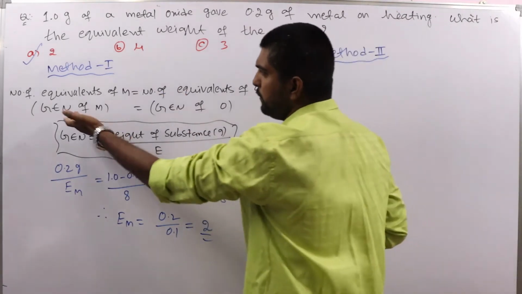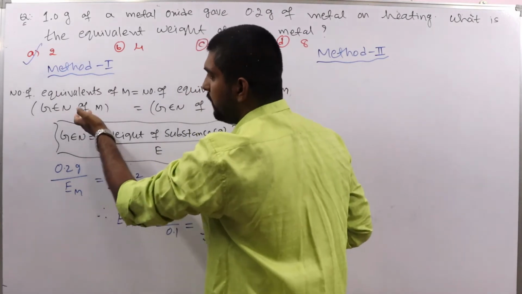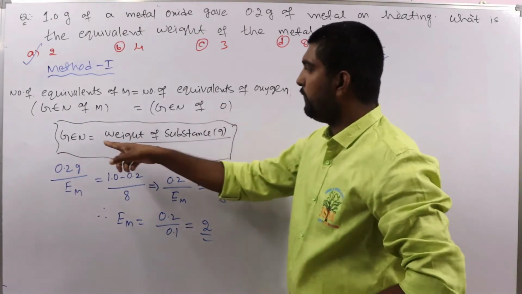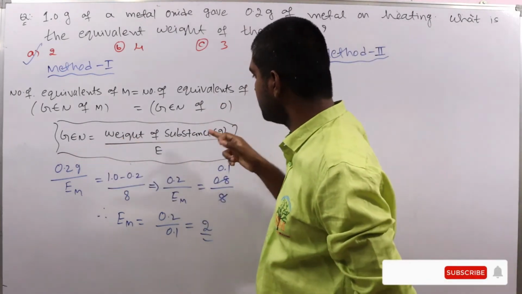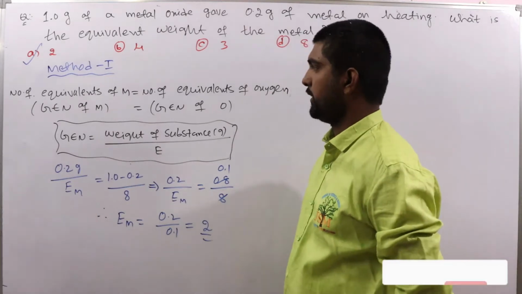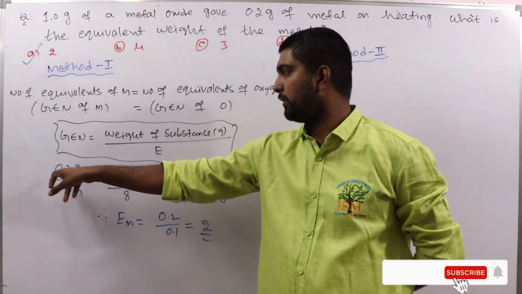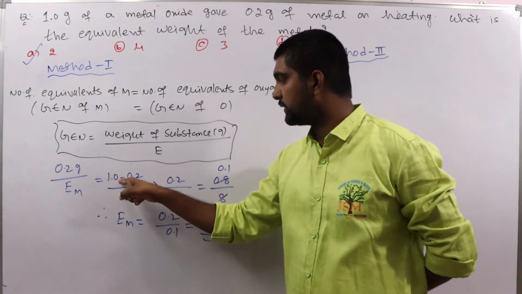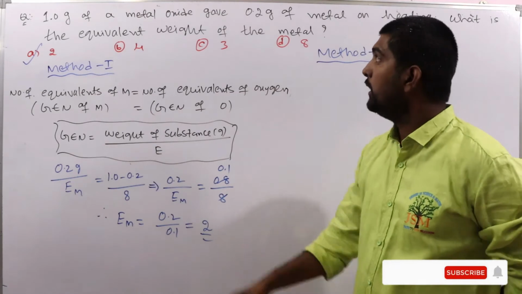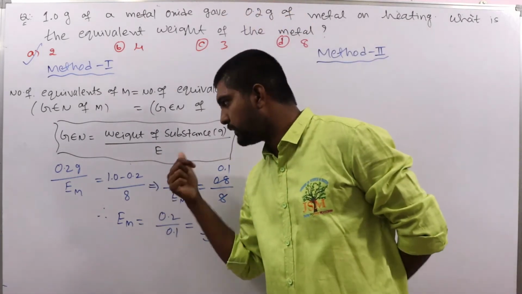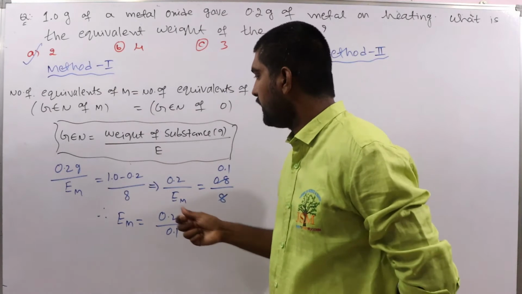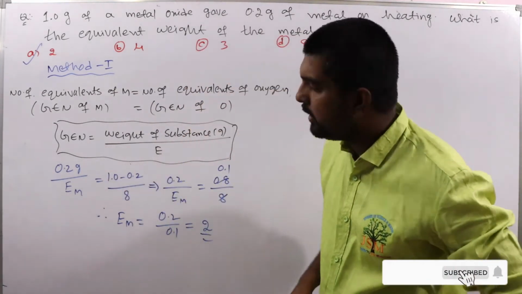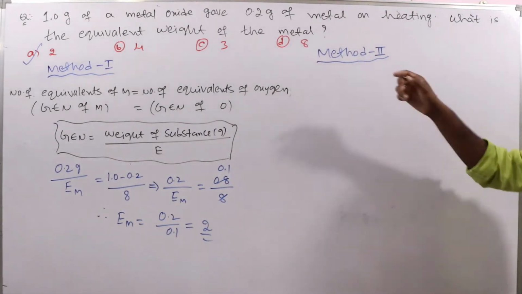Or simply, number of gram equivalents, or gram equivalent number, of metal equals gram equivalent number of oxygen. This is the formula for GEN: weight of the substance by equivalent weight of that substance. We have substituted here weight of metal by equivalent weight of metal, equal to weight of oxygen by equivalent weight of oxygen. But in the problem, the weight of oxygen is not directly given, so that's why weight of metal oxide minus weight of the metal gives the weight of the oxygen. Let us see another method here.